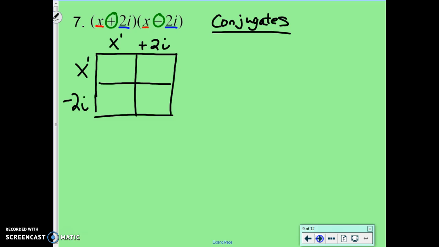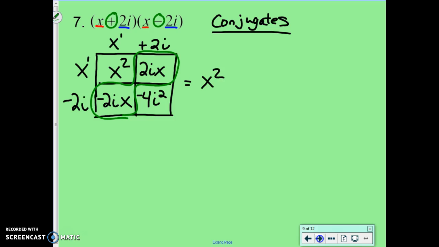Our exponents on x are both 1, so 1 plus 1 is 2, so we get x squared. x times 2i is 2ix. Negative 2i times x is negative 2ix. And negative 2 times positive 2 is negative 4. i times i is i squared. As we've seen, we're going to have like terms on our diagonals. But what's going to happen this time is that I'm going to get x squared plus 2ix minus 2ix minus 4 times i squared.